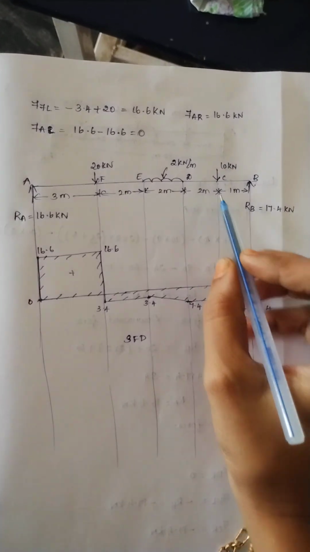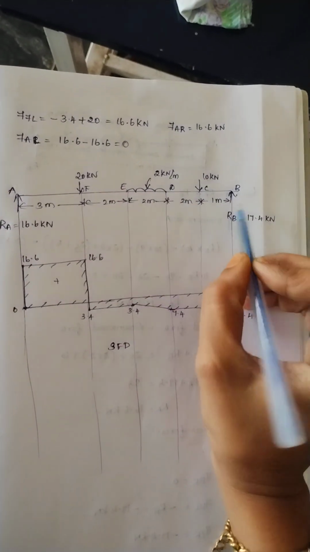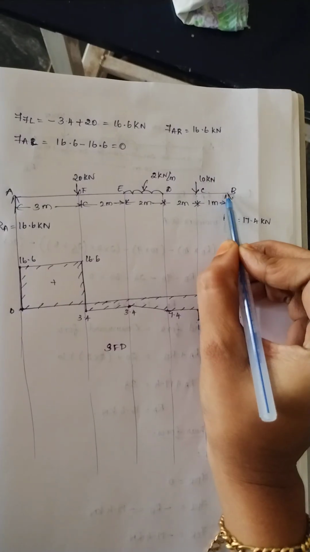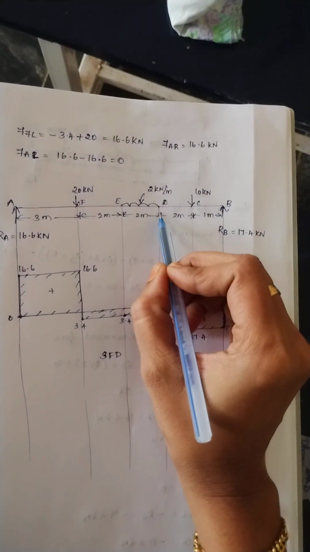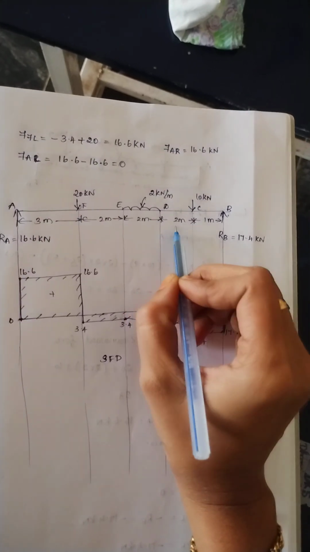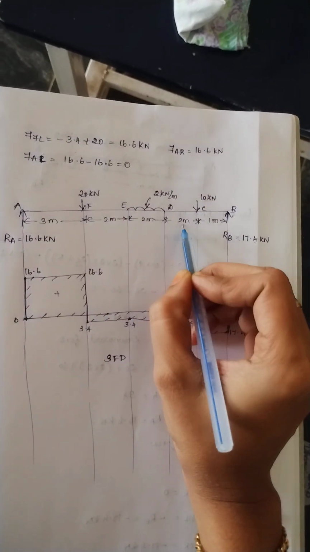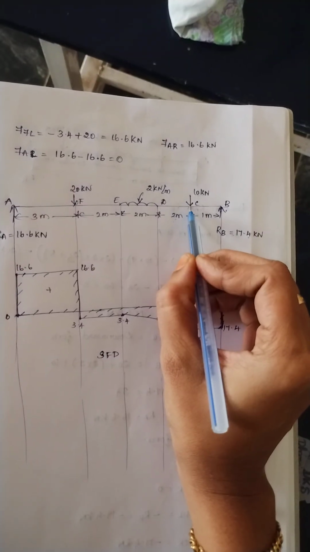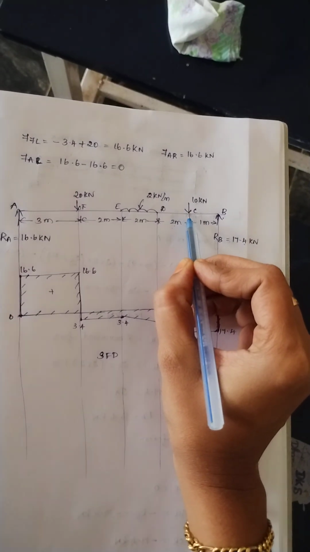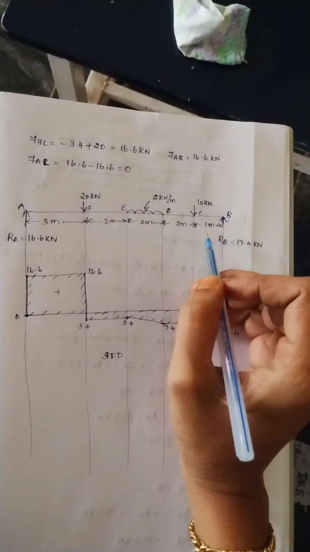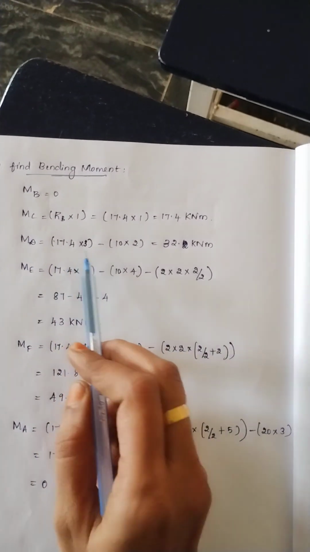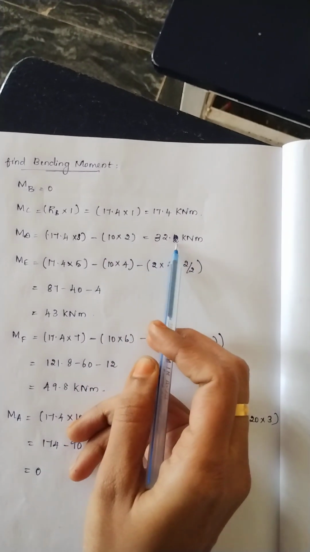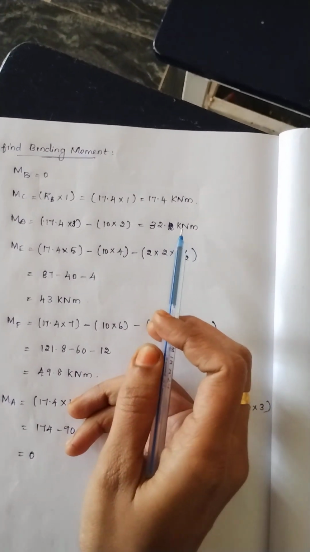Then for calculating the bending moment at D point, we have to consider the B point load and C point load. Therefore, RB into distance from B to D is 3. Therefore, 17.4 into 3. Then the point load 10 kilonewton is acting downward. Therefore, the sign is negative. Therefore, minus 10 into 2. MD equal to 17.4 into 3 minus 10 into 2 equal to 32.2 kilonewton meter.